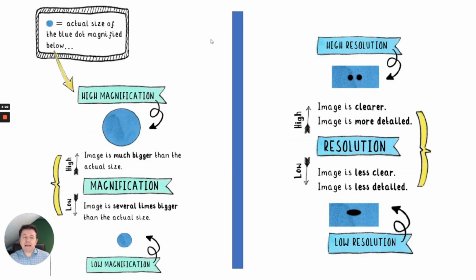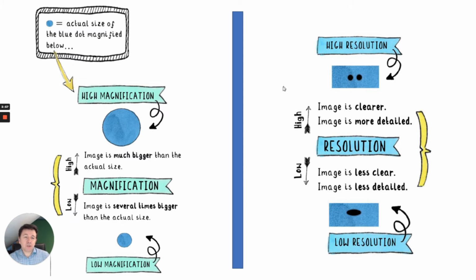So let's have a look at the left hand side. This is about magnification. Here's the actual size of this blue dot, and you magnify it, and that's called high magnification. When you magnify things, the image is much bigger than the actual size. Whereas if you have low magnification, the image is still magnified, but it's only several times bigger than the actual size.